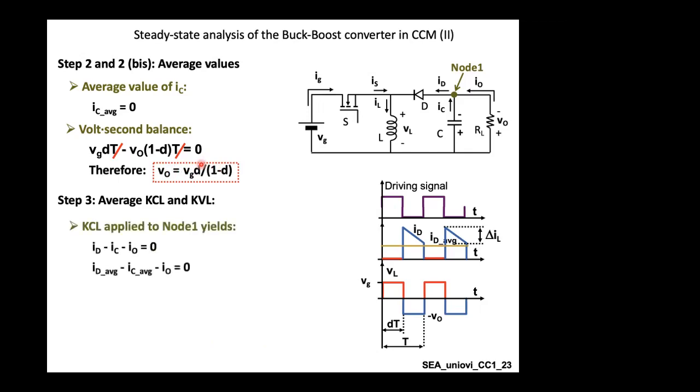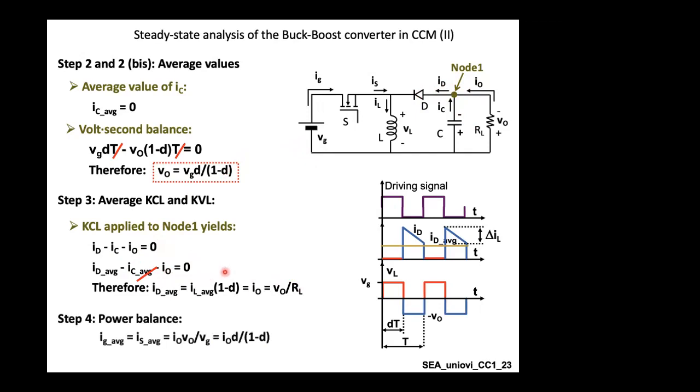So let's come to the KVL and KCL analysis. As you can see, ID, the current flowing in the diode, equals the output current plus the current flowing in the capacitor, because now the diode is reversed. So ID minus IC minus I output equals 0. Again, the average current flowing in a capacitor is 0, making ID equal I output, and this I output equals V output over RL, and this ID equals IL times 1 minus D, leading to the power balance equation that I output equals D over 1 minus D times IG, which is again the balance power equation.